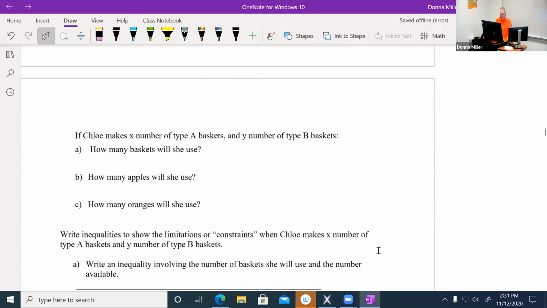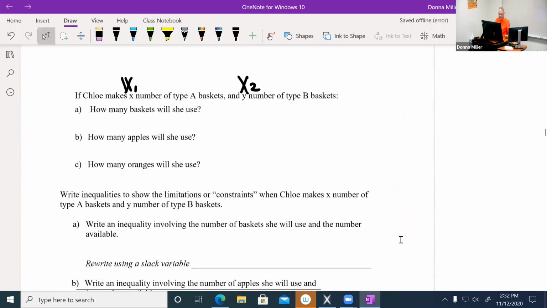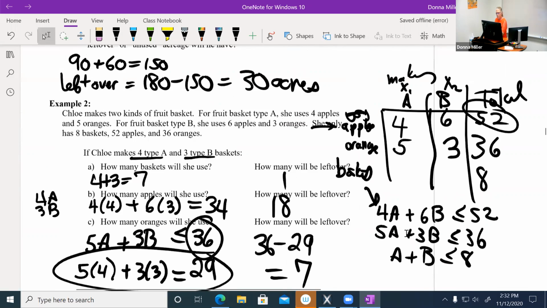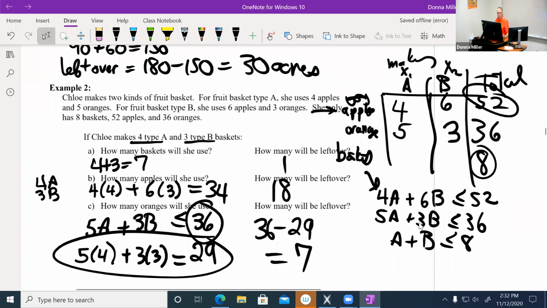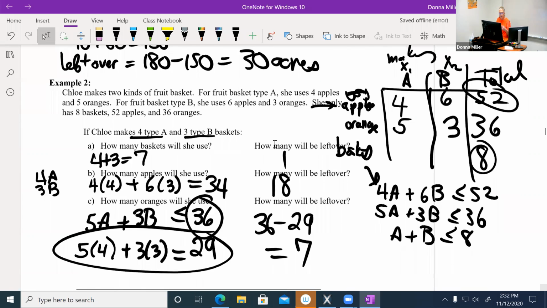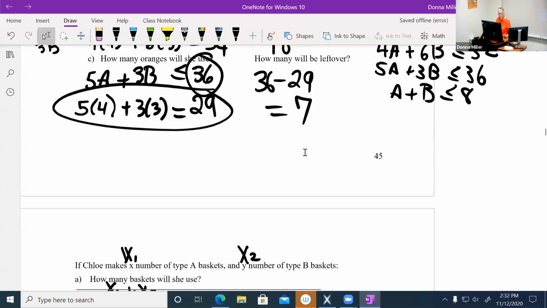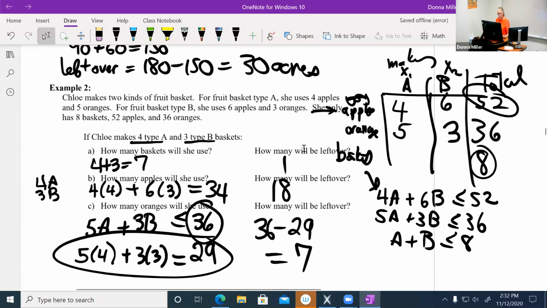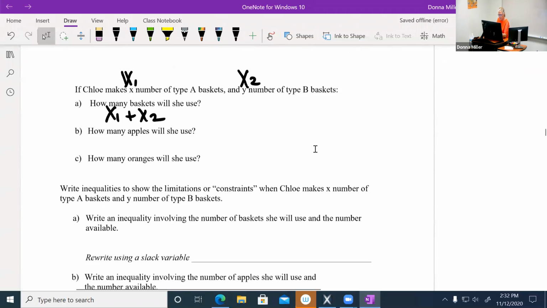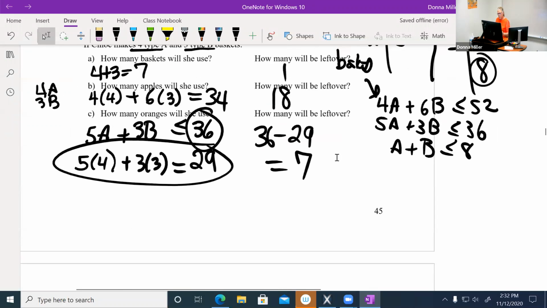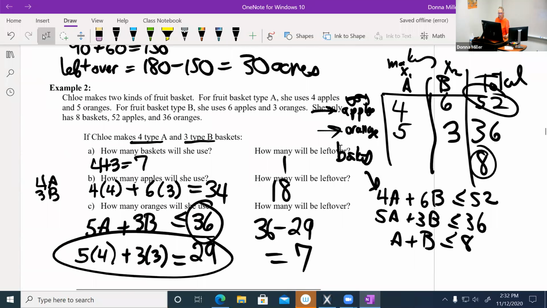Okay, I think I'm finally setting up the simplex tableau. Just to tie this home with you, I'm going to call this X1 and X2, just so you understand, this is your X1 and X2 in your simplex, all right? So how many baskets will she use? I have 8 of them. So that's X1 plus X2 baskets, right? The number of A's and the number of B's. How many apples will she use? I go to this row. It's 4X1 plus 6X2. And how many oranges? Here's my oranges, 5X1 plus 3X2. See, I'm making a table, you just kind of read them. All right.